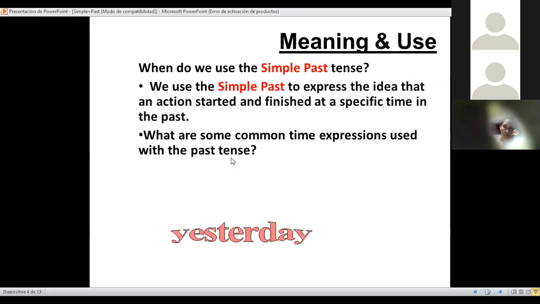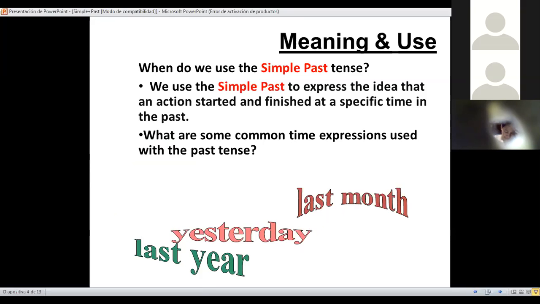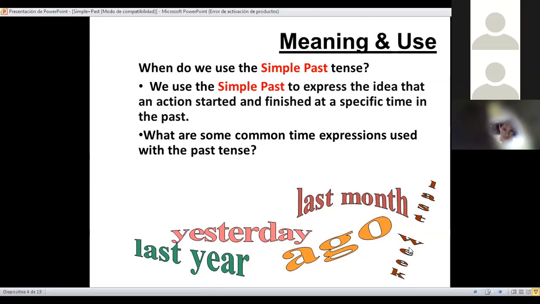Let me show you a couple of them. One is yesterday, okay? The other one is last month, okay? Yesterday, ayer, last month, el mes anterior, right? We can also use a couple here. For example, last year, okay? Last week, la semana anterior, all right? Ago, for example, hace dos días, 2 days ago, hace un mes, 2 months ago, hace dos años, 2 years ago. So I can use all of these expressions to talk about simple past.